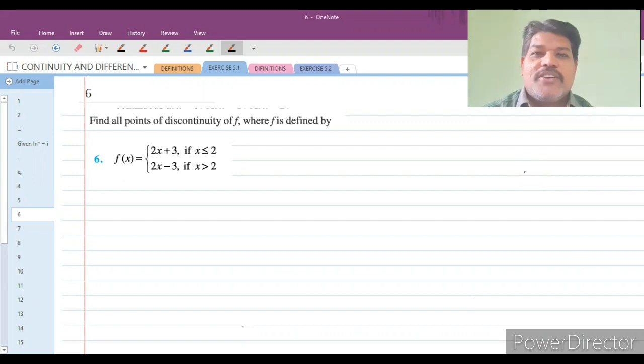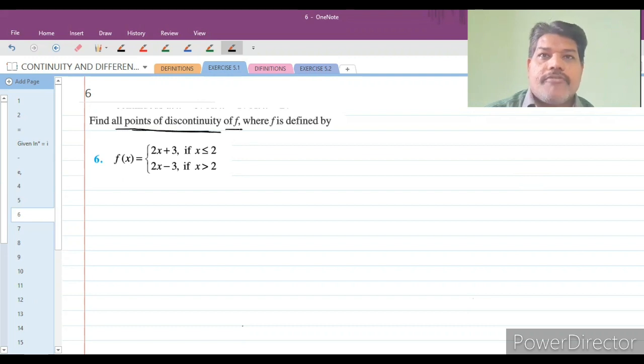See the next question, question number 6. So what is question number 6? In the previous question they were asking to find the continuity at some particular points. Here they are asking you to find all points of discontinuity of f. That means first we have to calculate the domain of the given function. In that domain, how many points are there where the function is not continuous? That is what we have to calculate.